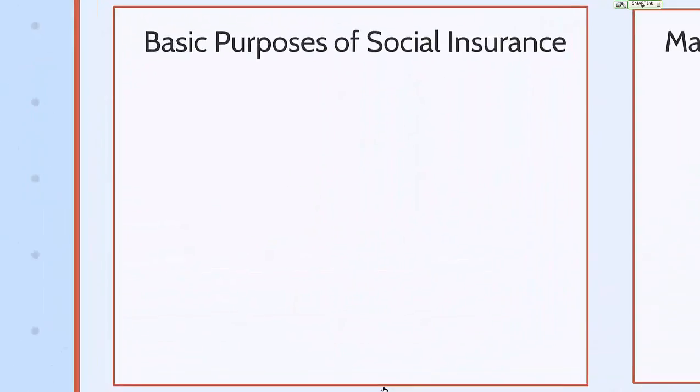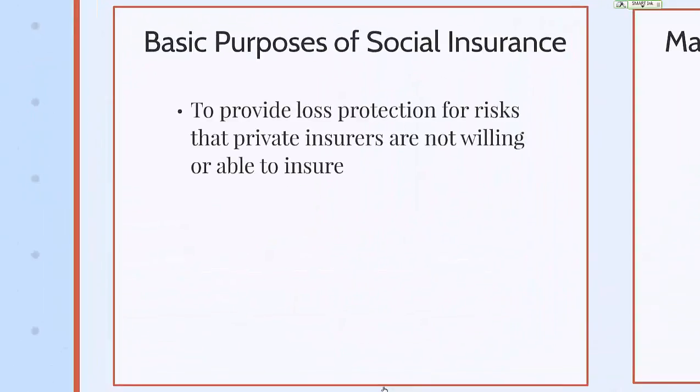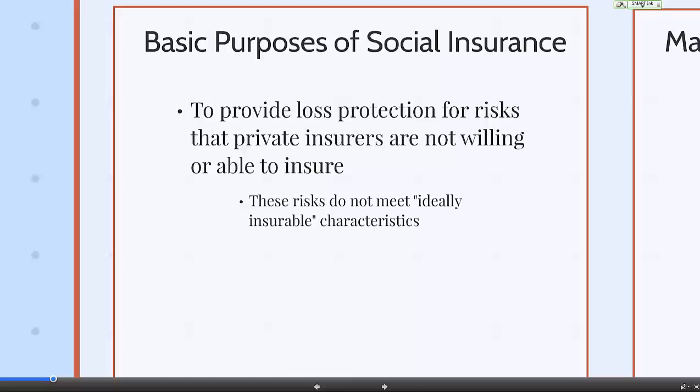One of the basic purposes of social insurance is to provide loss protection for risks that private insurers are not willing or able to insure. These risks do not meet the ideally insurable characteristics that we talked about. And remember, in our last lecture we discussed how one of insurance commissioners' primary goals is to make sure that insurance is available.